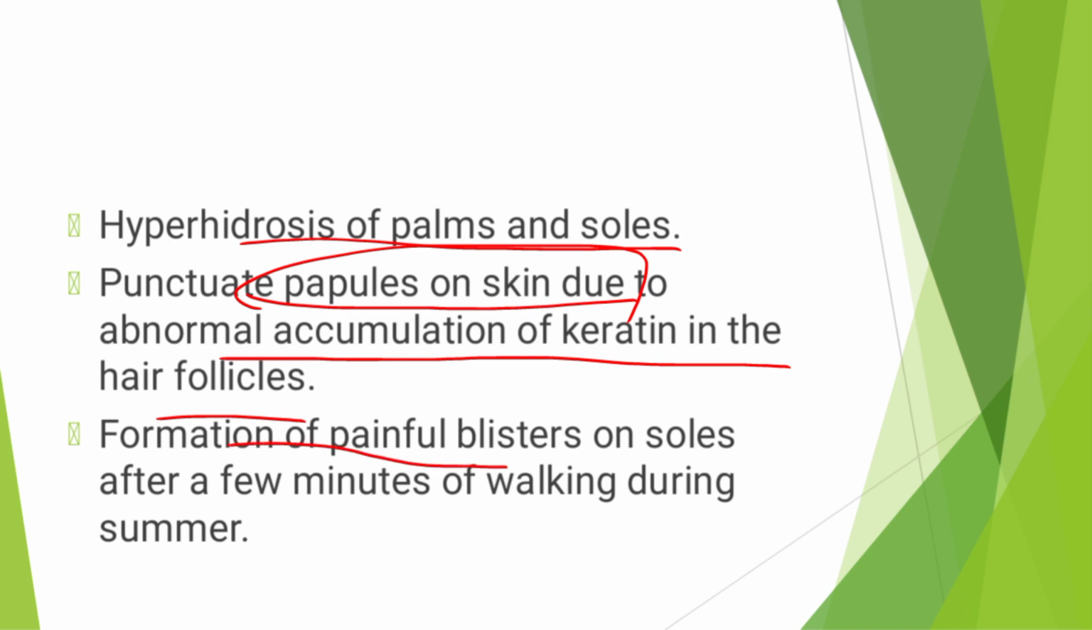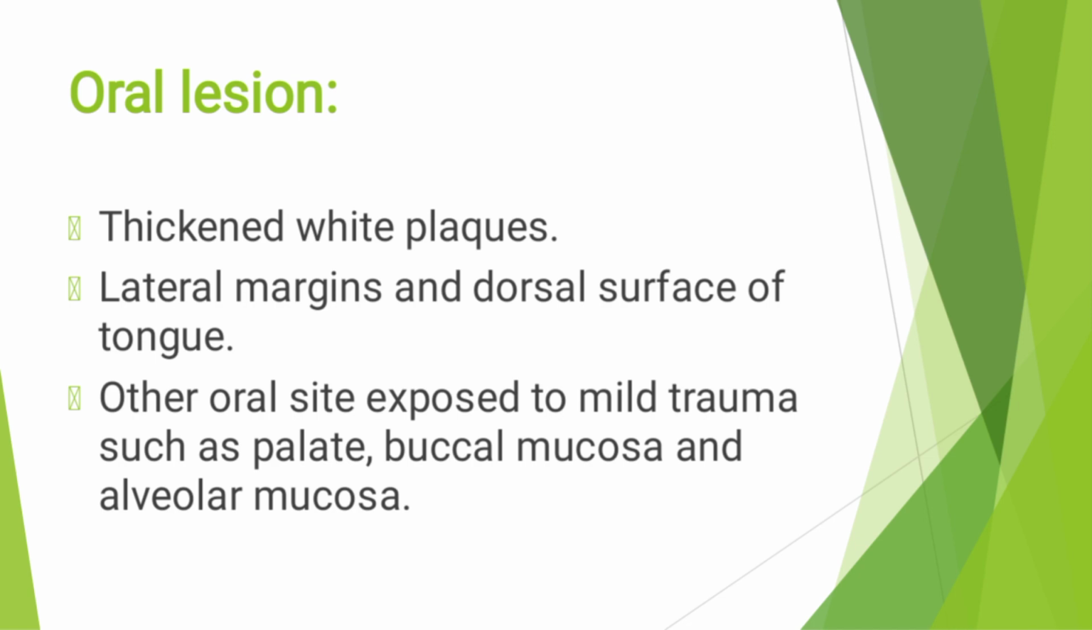Formation of painful blisters on the soles after a few minutes of walking during the summers. So to summarize: nail changes are present, with a punched tubular configuration, then excessive keratin accumulation on the soles and palms, hyperhidrosis of palms and soles, punctate papules on the skin due to keratin accumulation in the hair follicles, and painful blisters after a few minutes of walking during the summers.